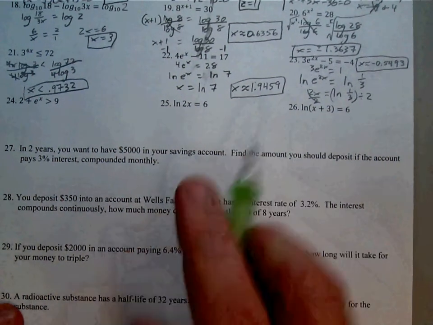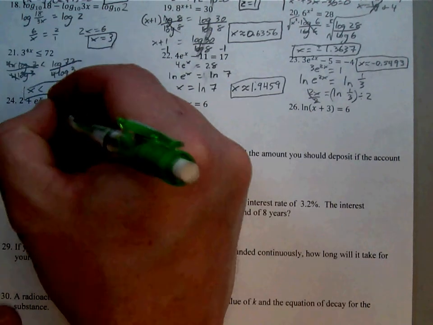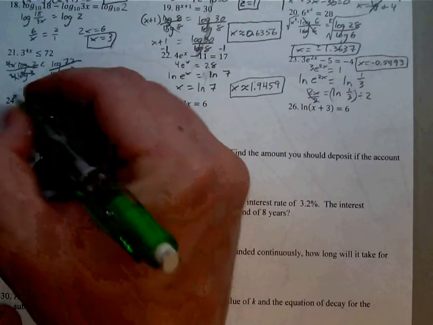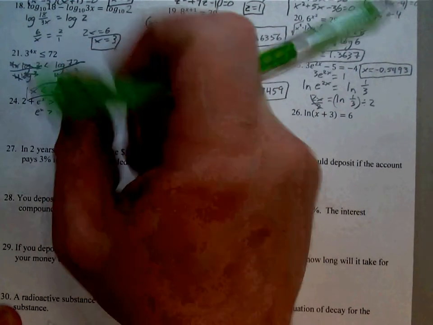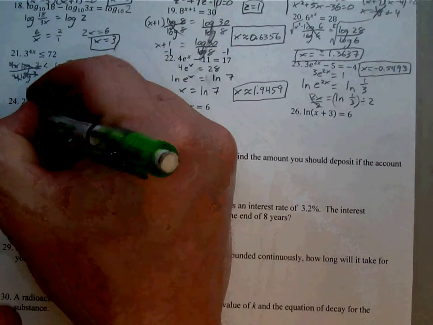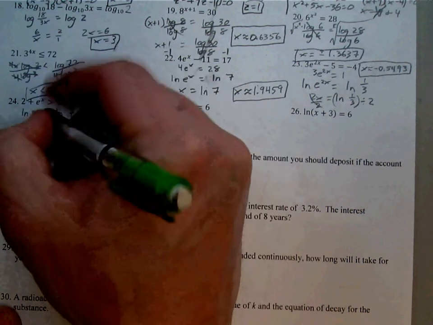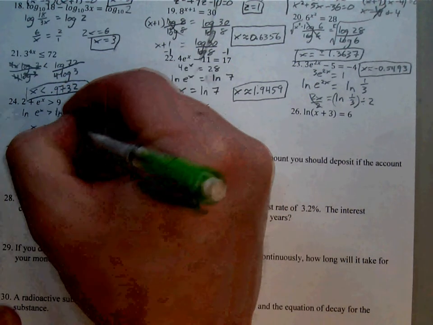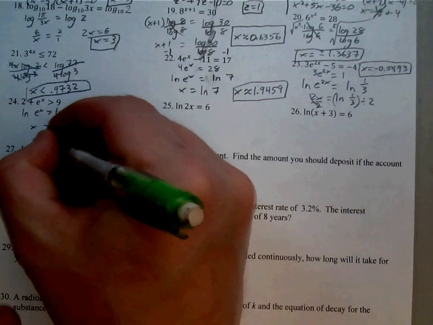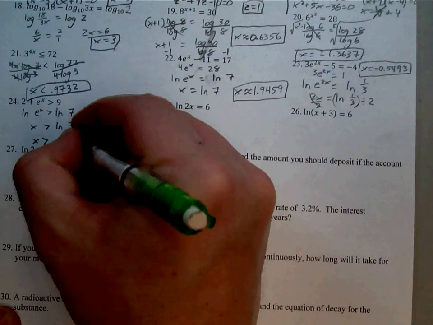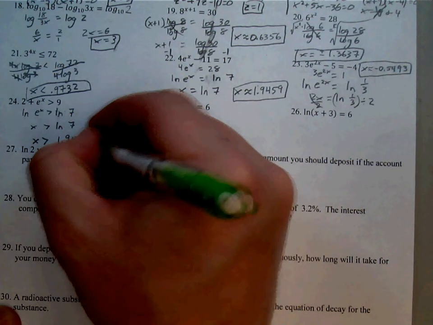Number 24, we're going to subtract the 2. e to the x is greater than 7. I'm going to ln both sides. I should have left room in front of that 7. So x is greater than the ln of 7. Let's type in ln of 7 on the calculator. So we get x is greater than 1.9459.